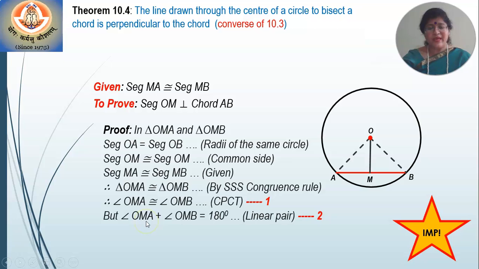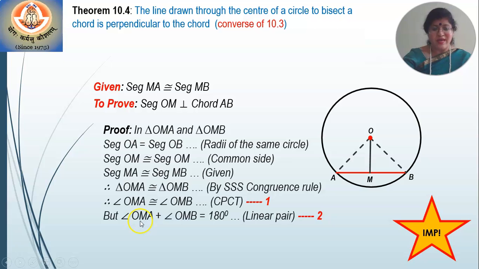But angle OMA plus angle OMB is equal to 180 degrees because they are angles in a linear pair. So their sum will be equal to 180 degrees. Now let us compare these two statements 1 and 2. I want you to substitute this 1 in 2.